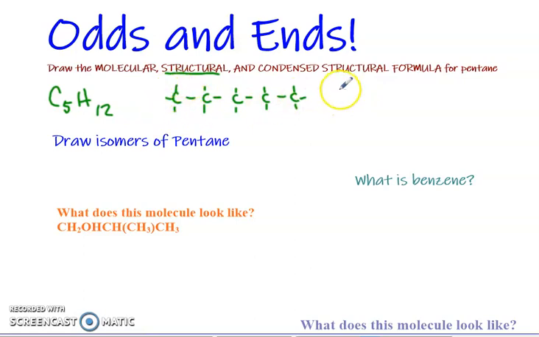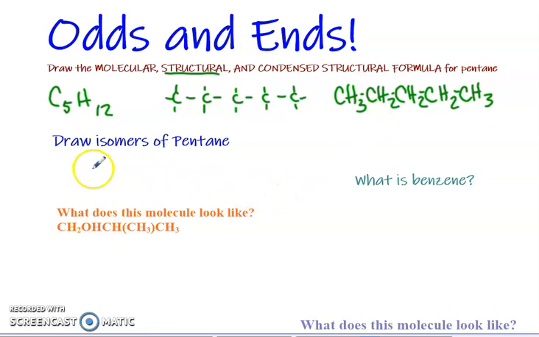Okay, condensed structural formula. Let's look at that first C. It's got CH3. Second C's got two H's on it. Same with the third C. Same with the fourth C. And the last one's got three H's on it. I mean, you can put bonds in there if you want to.